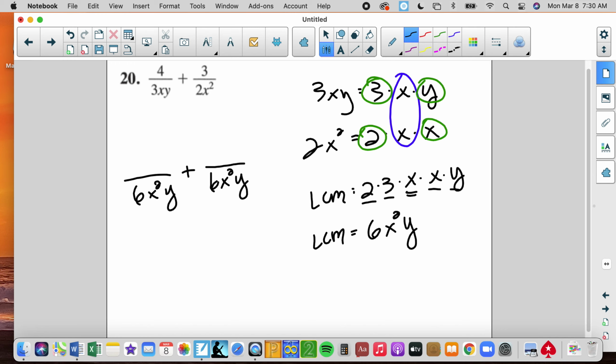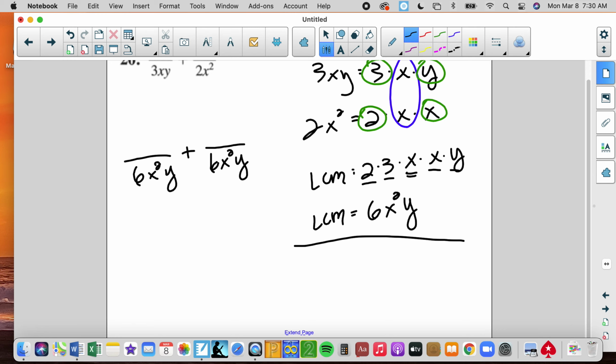Let's find equivalencies. So we have 4 over 3xy equals what over 6x squared y? So let's look at the coefficients. 3 times what is 6? Well, that's 2. And then xy to x squared y, well, we're just missing an x. So we're going to multiply it by 2x. That gives us 8x in the numerator.